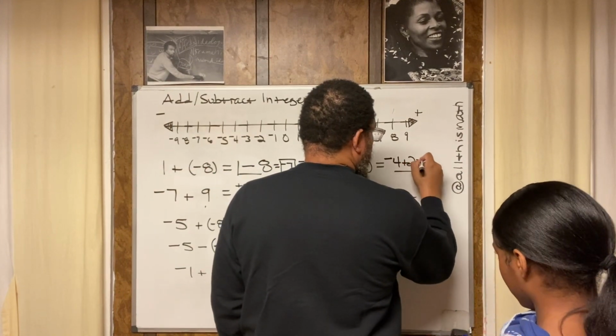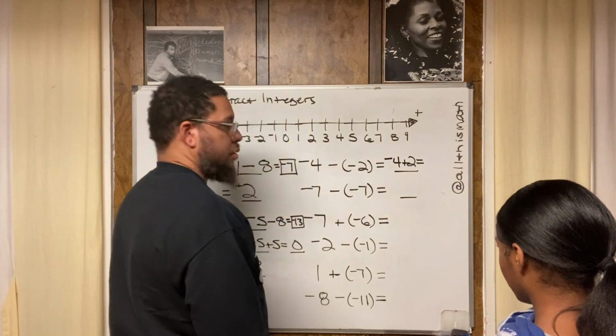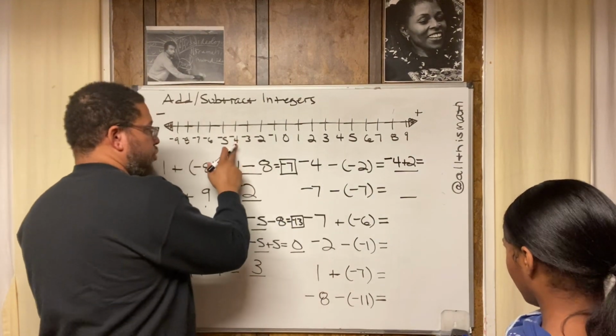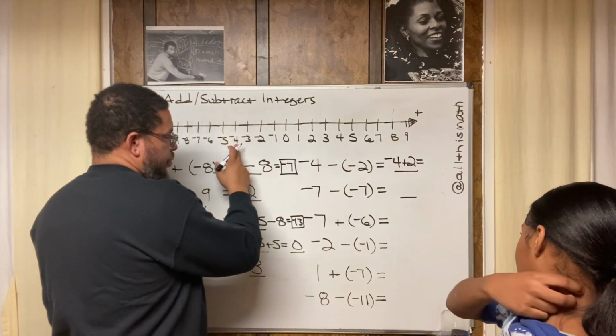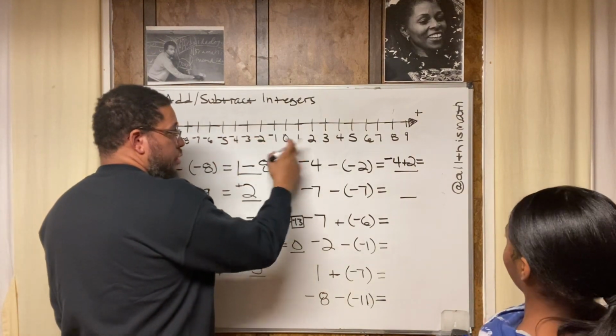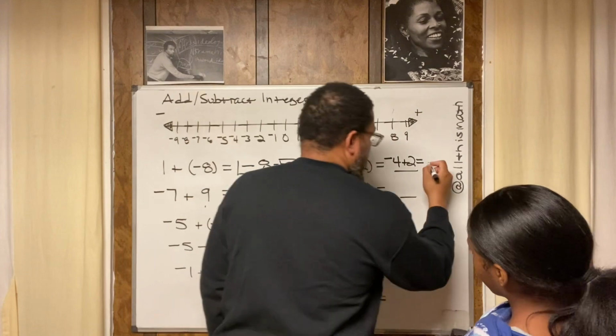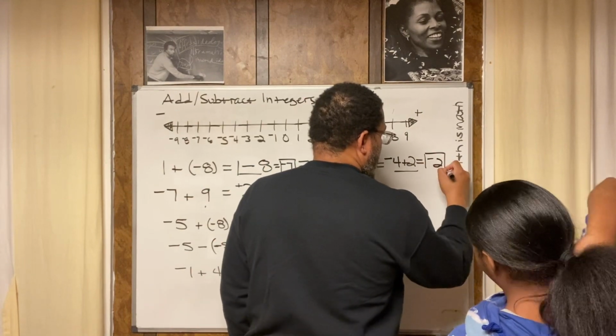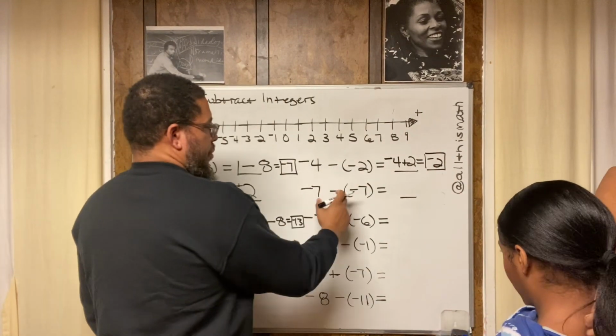-4 plus 2. What does that equal? Start at -4. Which direction do you move? To the right. How many spaces? 2. What do you end up at? -2. That's the difference. -2. Good job.